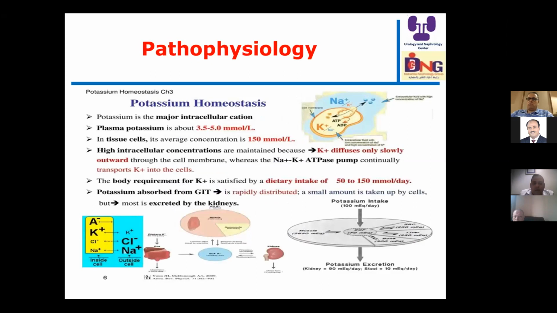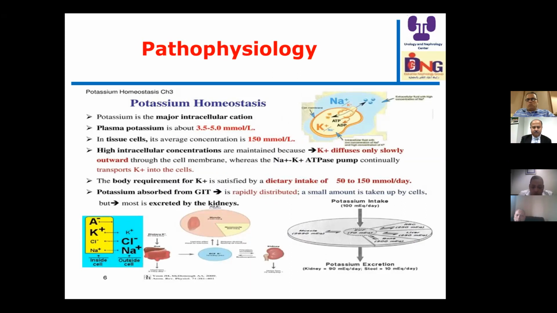As regards potassium homeostasis, we all know that potassium is a major intracellular cation, with intracellular concentration reaching 150 millimole per liter and plasma concentration from 3.5 to 5 millimole per liter. This high intracellular concentration is maintained by sodium potassium ATPase, which continuously pumps potassium inside the cell, and only a small portion diffuses from the intracellular to the extracellular compartment. The body requirement ranges from 50 to 150 millimole per day.